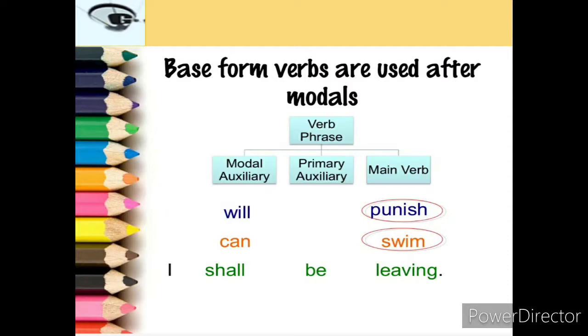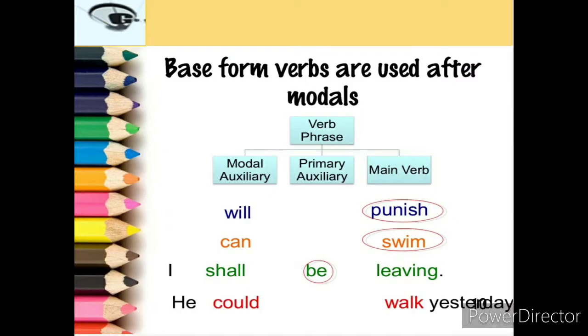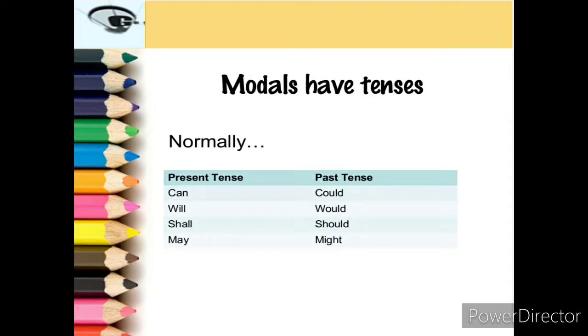Let's study another sentence. He could walk yesterday. Here, could is a modal auxiliary. We don't have any primary auxiliary in this particular sentence, but yes, we do have a main verb, which is walk. He could walk yesterday. So appropriate use needs to be there.